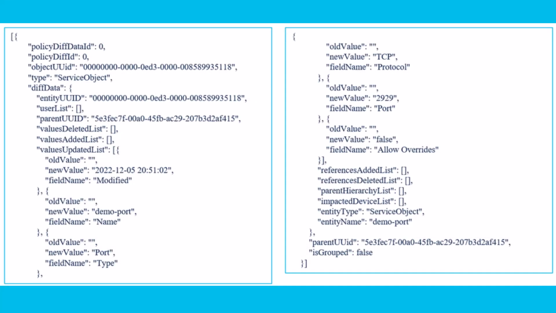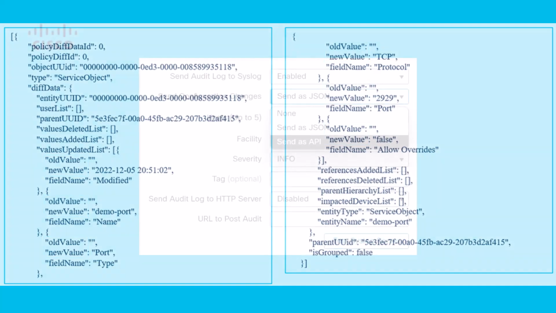Here's an example of a syslog message generated when you create a port object. You can see the detailed difference of the changes, including the old and new values for each field. This level of detail is essential for a thorough audit and troubleshooting.